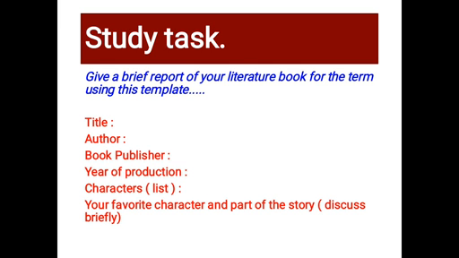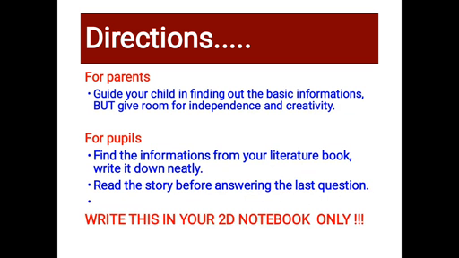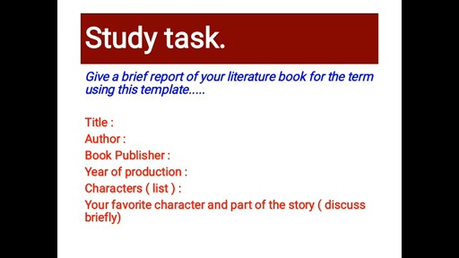Number one, the title. You tell me and write down the title of the book. Two, the author. Who wrote that book? Three, the book publisher. Which publishers published that book? The year of production. In what year was that book produced? The characters. You list the characters in that book. You write their names out and you tell me. And lastly, your favorite character. Who is your favorite character?